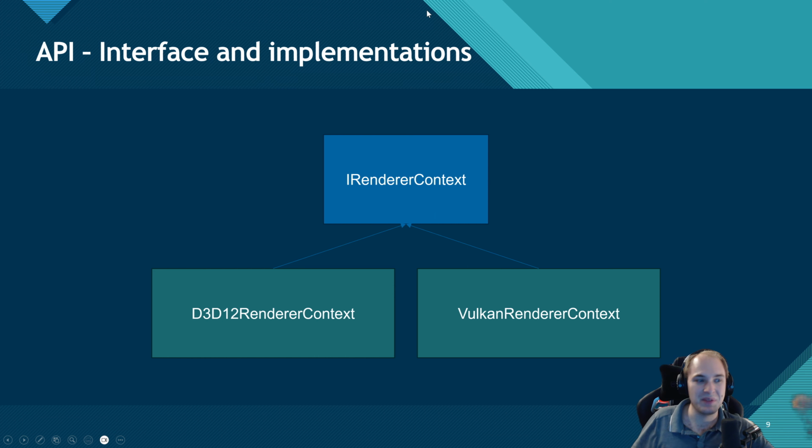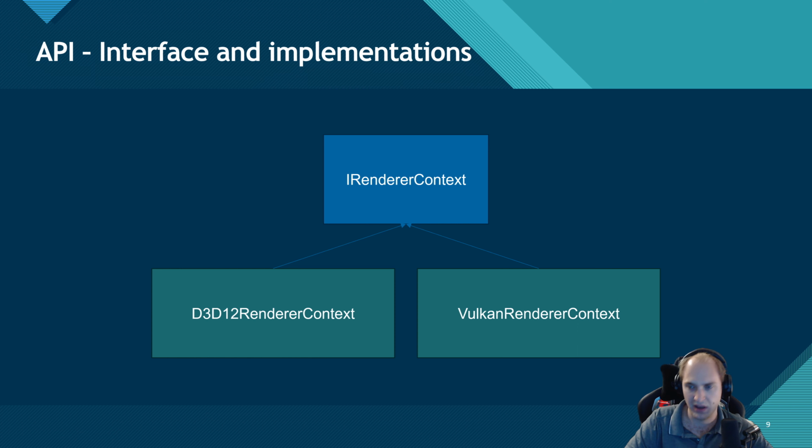Alright, so the first concept that we're going to use are APIs, interfaces and implementations. For example, if we want to render something, the name is probably going to change, I'm probably going to come up with better concepts, but for now, for rendering we just have the IRendererContext.